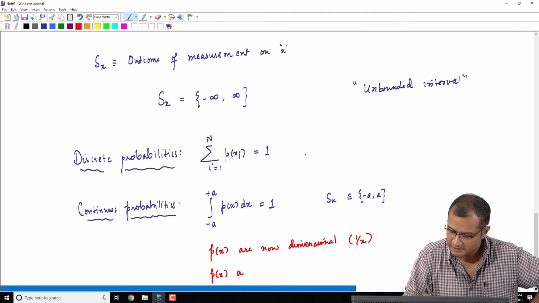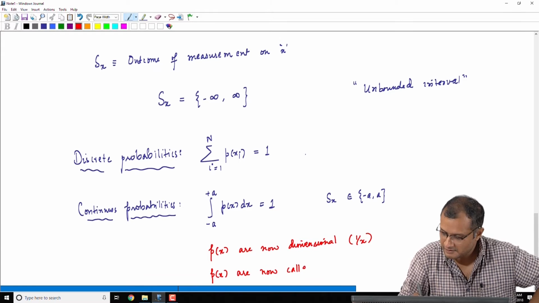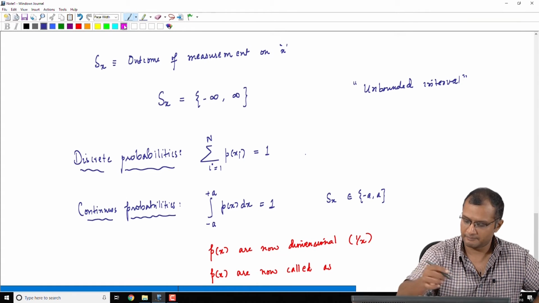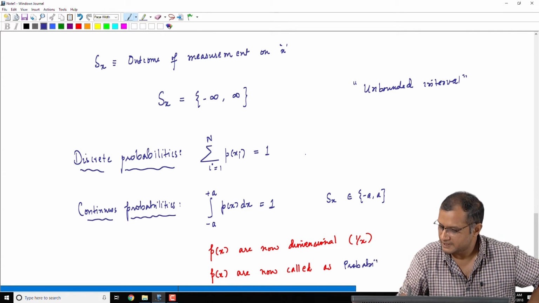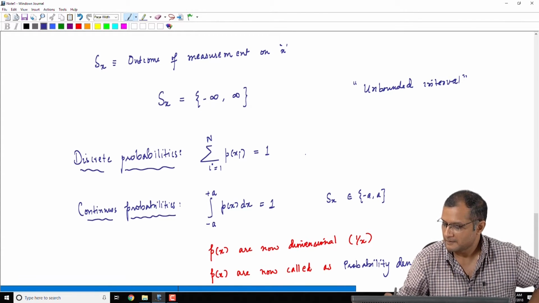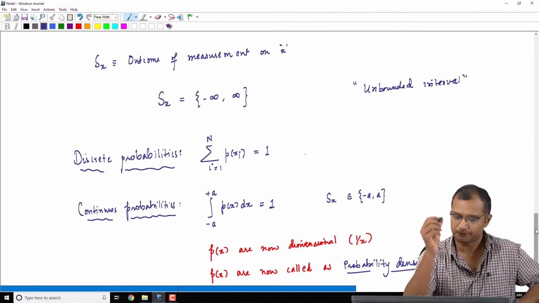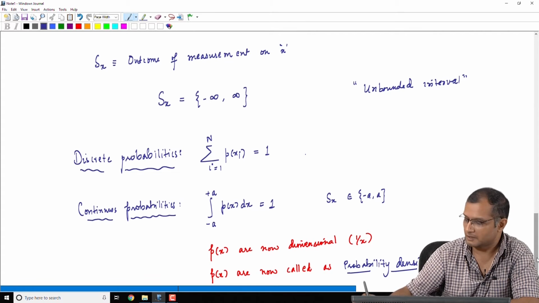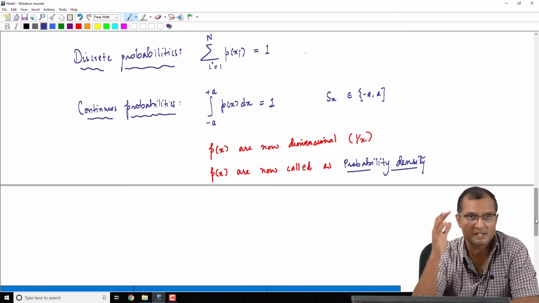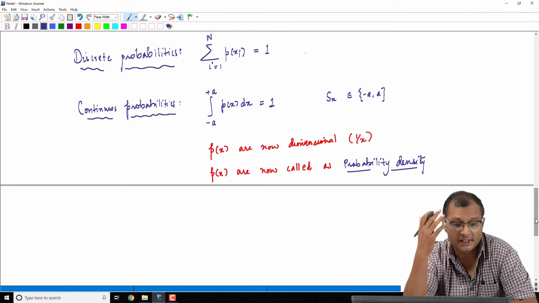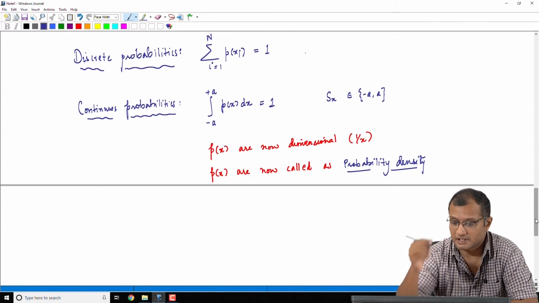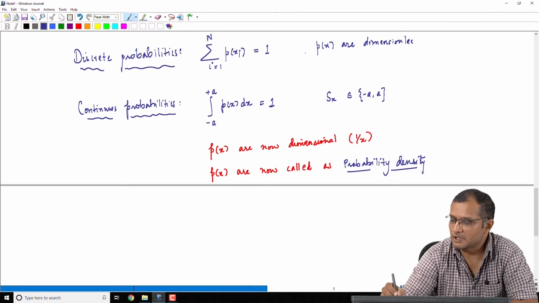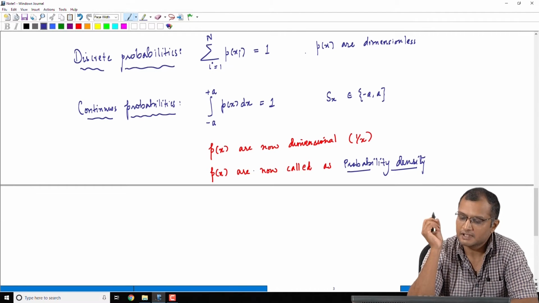In fact, one should call them probability densities. This is an important difference that you must keep track of when you are discussing continuous variables. So, continuous random variables are described by probability density functions, not probabilities themselves. Only discrete random variables are specified by probabilities, which are dimensionless. So, here I will say that P of x are dimensionless, they are just pure numbers. In the case of continuous probabilities, P of x are probability densities.